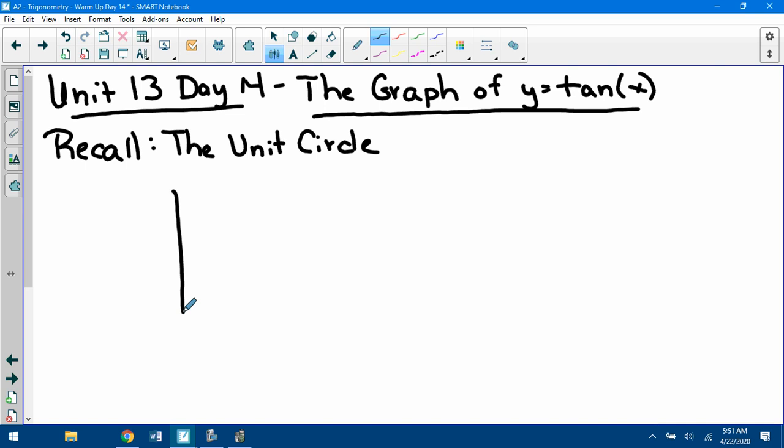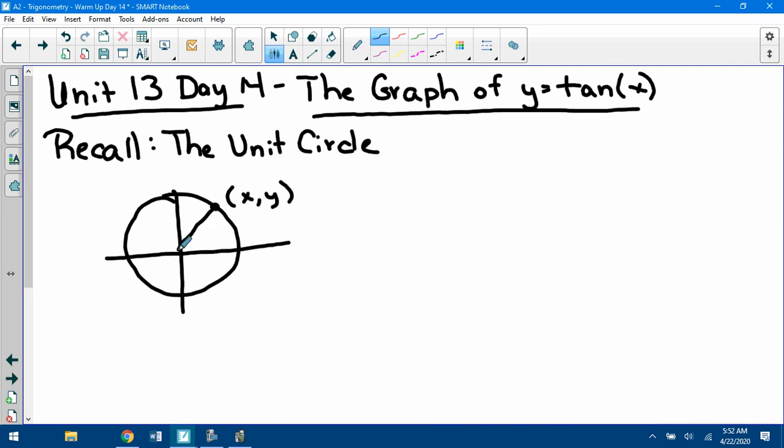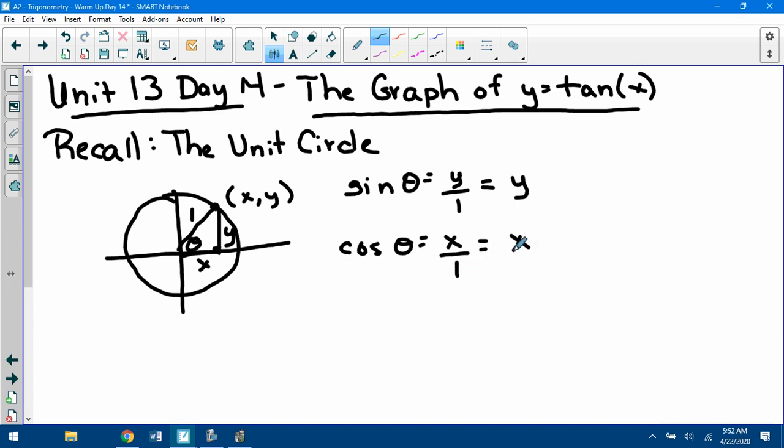Okay, so remember, unit circle meant that the circle had a radius of 1. So if I pick any random point, call it (x, y), and draw from the origin, we know that radius is 1. I'm going to call this angle theta. So if this is (x, y), I'm going over x and up y. Sine of theta would be opposite, which is y, over 1. That's why sine of quadrantals are always y. Cosine of theta is adjacent over hypotenuse. That's why cosine of quadrantals are always x.